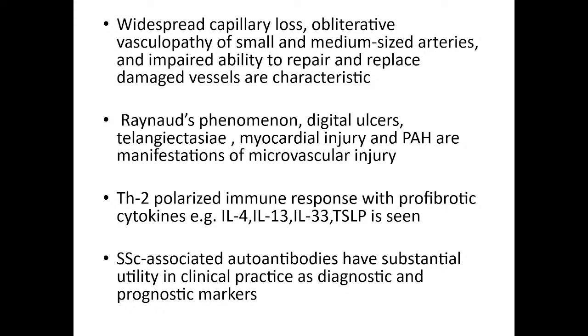It's not limited to subcutaneous tissue. It can also involve other capillary beds. So the patient can also have pulmonary artery hypertension, myocardial fibrosis, and myocardial injury. So the thing is, there is a diversion of the immunological response toward pro-fibrotic cytokines, for example interleukin 4, 13, 33, TSLP, etc. There is also activation of autoreactive B cells, with increased production of autoimmune antibodies like anti-Scl70, anti-centromere, etc. So there is a whole network of both adaptive as well as innate immunity which acts to develop the phenotype of this condition.